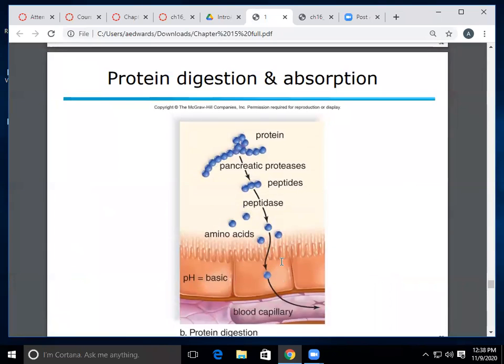All right, so this picture deals with protein digestion and absorption. But a similar pathway. So here's your polypeptide. You have pancreatic proteases, okay, and they break down the large polypeptide into small peptides. Peptidase is going to break that small peptide into individual amino acids, which can be diffused into the capillaries.